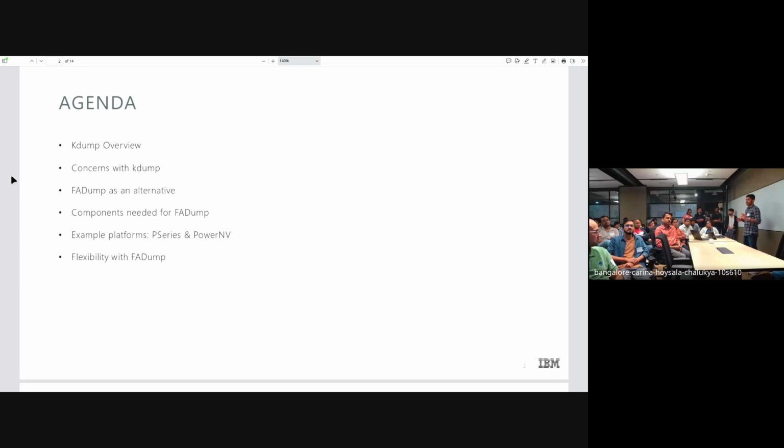In a Power system, in IBM Power hardware, it can boot in two modes, either the virtualized mode or the non-virtualized bare metal mode. The virtualized mode, when it's booting, is called pSeries, and the non-virtualized bare metal mode is called PowerNV. Both have a different firmware, and both are treated as a different platform, so we will get a good idea from there. And then I will end with the flexibility of KDump, where we can get the good things of KDump utilized with FADump as well.